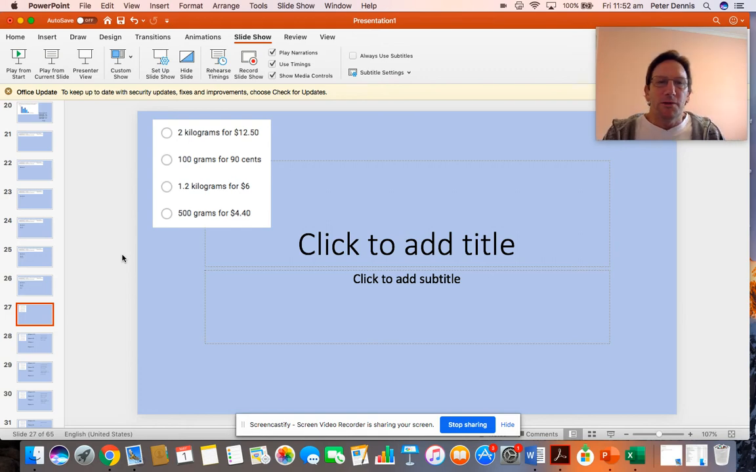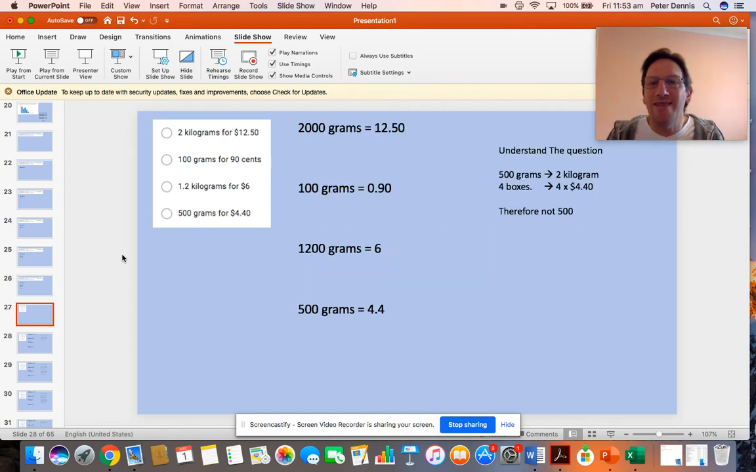This question is about comparing different ratios. You've got 2 kilograms for $12.50, 100 grams for 90 cents, 1.2 kilograms for $6, or 500 grams for $4.40. The first thing you need to do is get them all in the same unit. So change the 2 kilograms to grams, change the 1.2 kilograms to grams, and then you can start looking at this question a bit better.